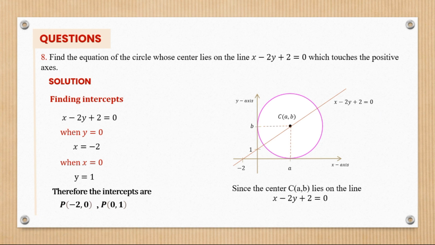Now to solve this, to find the equation of the circle, since the center (a, b) lies on the line x minus 2y plus 2, it simply means that we can substitute the values of a and b for x and y right here. So this equation shall become a minus 2b plus 2 is equal to 0. So when I make a the subject, a shall be equal to 2b minus 2. So now since the circle touches both the x and y axes, it means that the value of a shall be equal to the value of b, of which these two shall also be equal to the value of the radius. So now let's solve this.